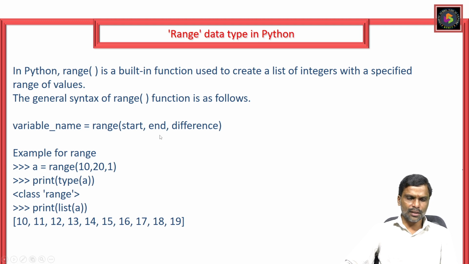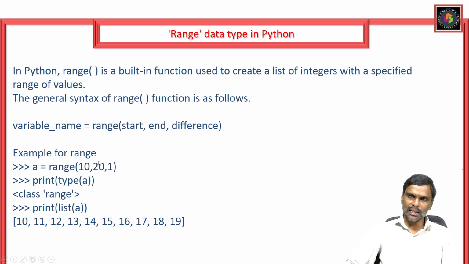Here in this example you can see A is equal to range(10, 20, 1). What is the meaning of this? A is a variable. We are taking the range of the numbers. It should begin from 10, because in the syntax you can see 10 means start. Up to what? N, it should end at 20. What is the difference? 1. That means first it should print 10, then 11, then 12, then 13, till 19.